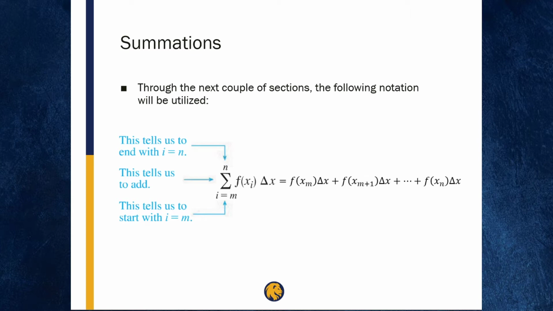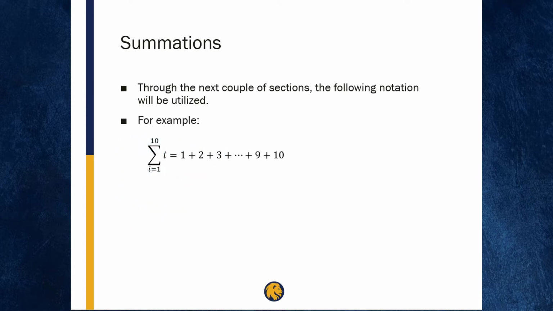This particular setup here has f of x_i times delta x. The expansion of the summation starts with f of x sub m delta x plus f of x sub m plus 1 delta x plus all the way up to f of x sub n delta x. So the real thing to look for here is the sum. We're adding term by term, and the subscript numbers start with m and count up to n, whatever those numbers might be.